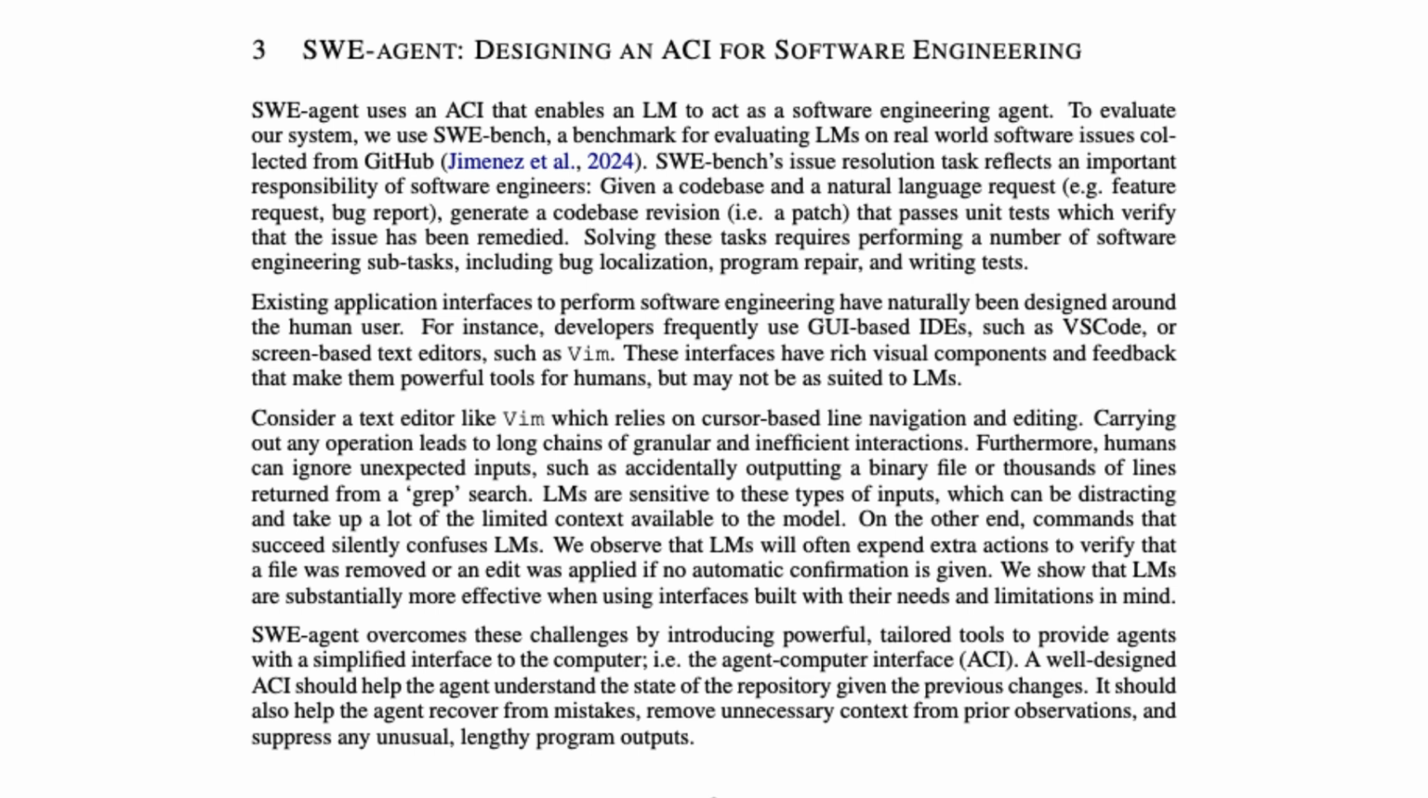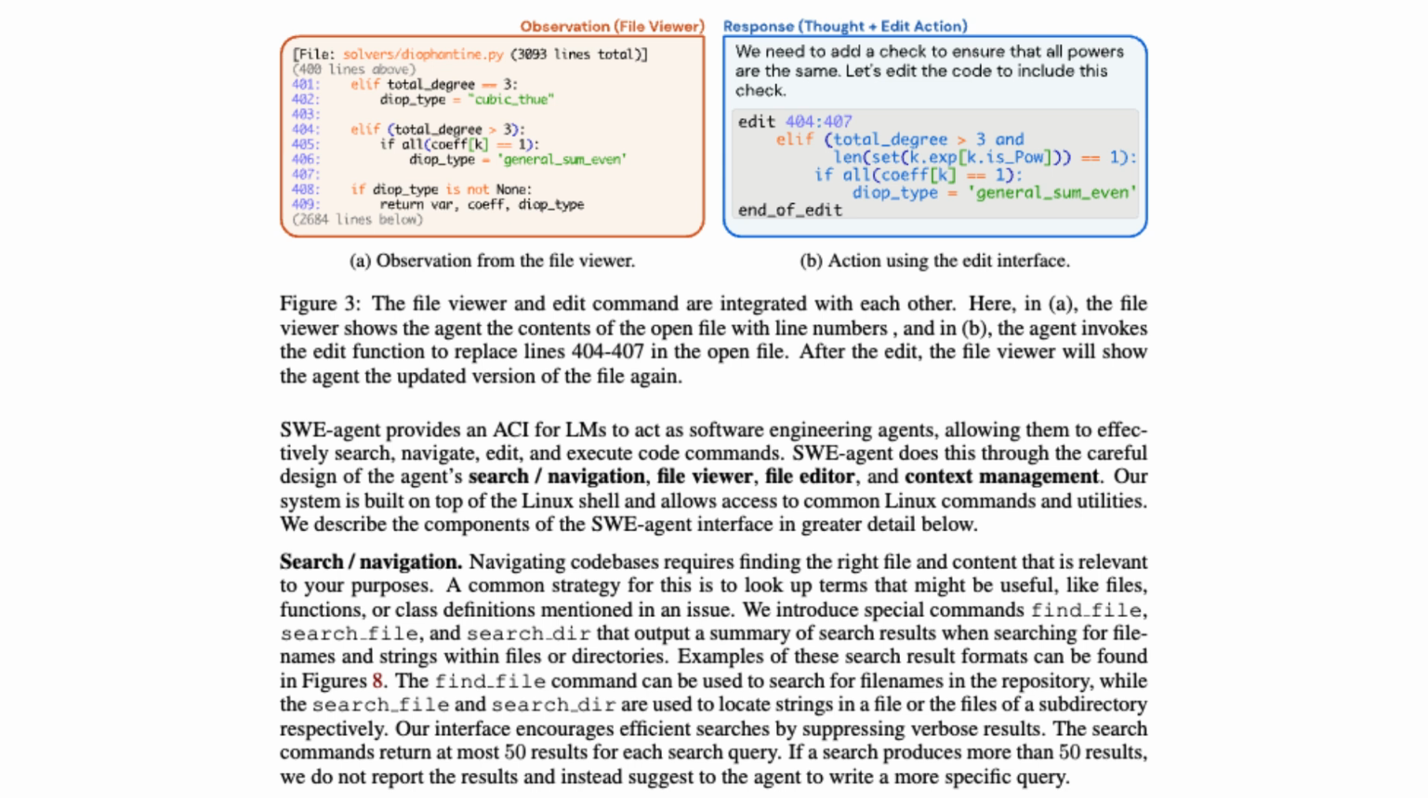SWE-agent overcomes these challenges by introducing powerful, tailored tools to provide agents with a simplified interface to the computer, i.e., the Agent-Computer Interface, ACI. A well-designed ACI should help the agent understand the state of the repository given the previous changes. It should also help the agent recover from mistakes, remove unnecessary context from prior observations, and suppress any unusual, lengthy program outputs. SWE-agent provides an ACI for LMs to act as software engineering agents, allowing them to effectively search, navigate, edit, and execute code commands.